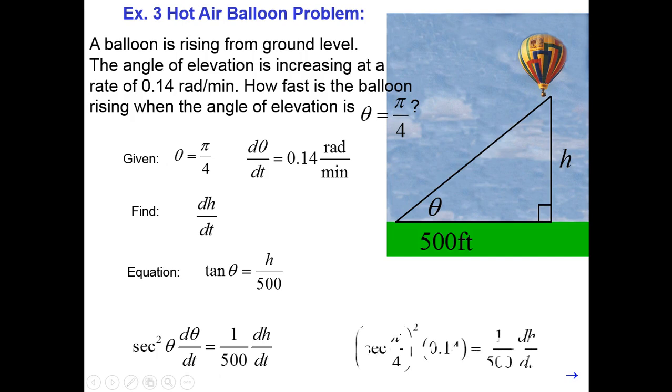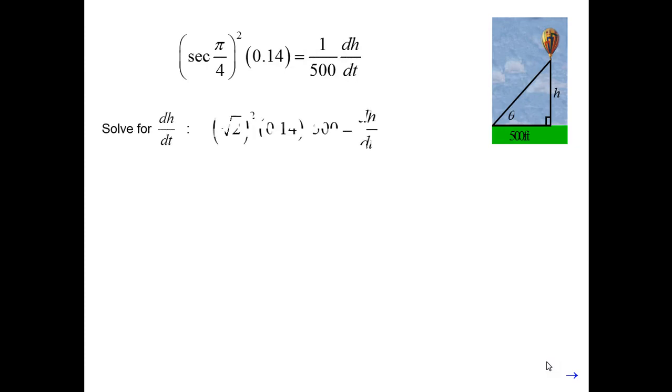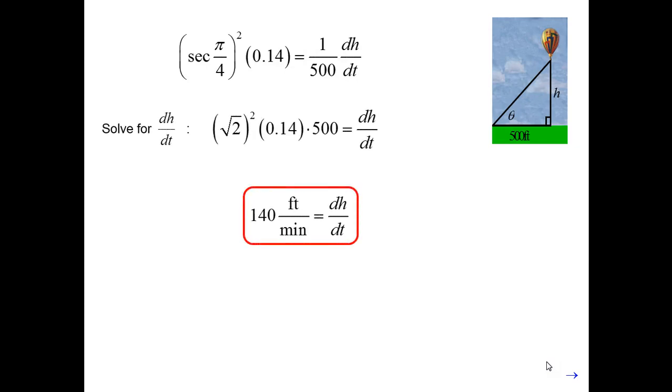Then let's just put in our quantities. We knew theta was pi over 4, so I put that in for the angle. I knew d theta/dt was 0.04. dh/dt is what we're solving for. So if we calculate those numbers and simplify, we get dh/dt is 140 feet per minute, and use the same units. They used 500 feet in the picture, and it was a rate, minutes for the time, so we're going to use feet per minute as the change in the height.